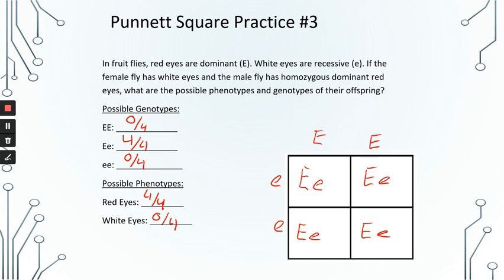So if these 2 fruit flies were to have offspring, every single one of them would have red eyes. There's no chance that they could have white eyes. All right, so that's the last example for today.